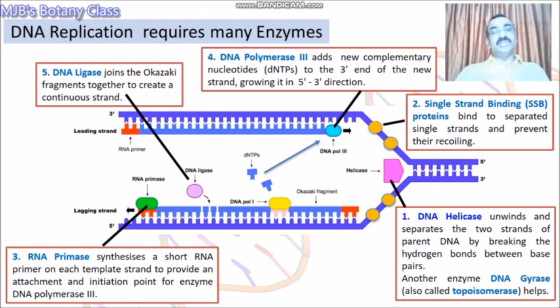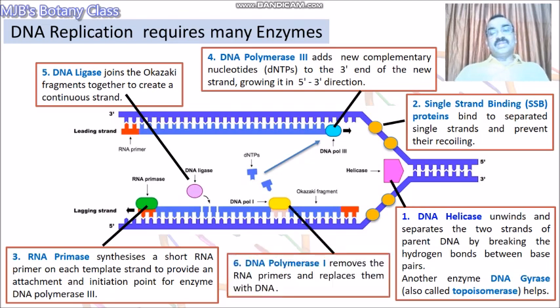And finally, there is an enzyme called DNA ligase, which is required for joining small pieces of DNA molecules which are formed during DNA replication. These small fragments are called Okazaki fragments. And the last enzyme required is DNA polymerase 1, which removes the RNA primers which are formed at the beginning of each fragment, and these RNA nucleotides are then replaced by DNA nucleotides by DNA polymerase.